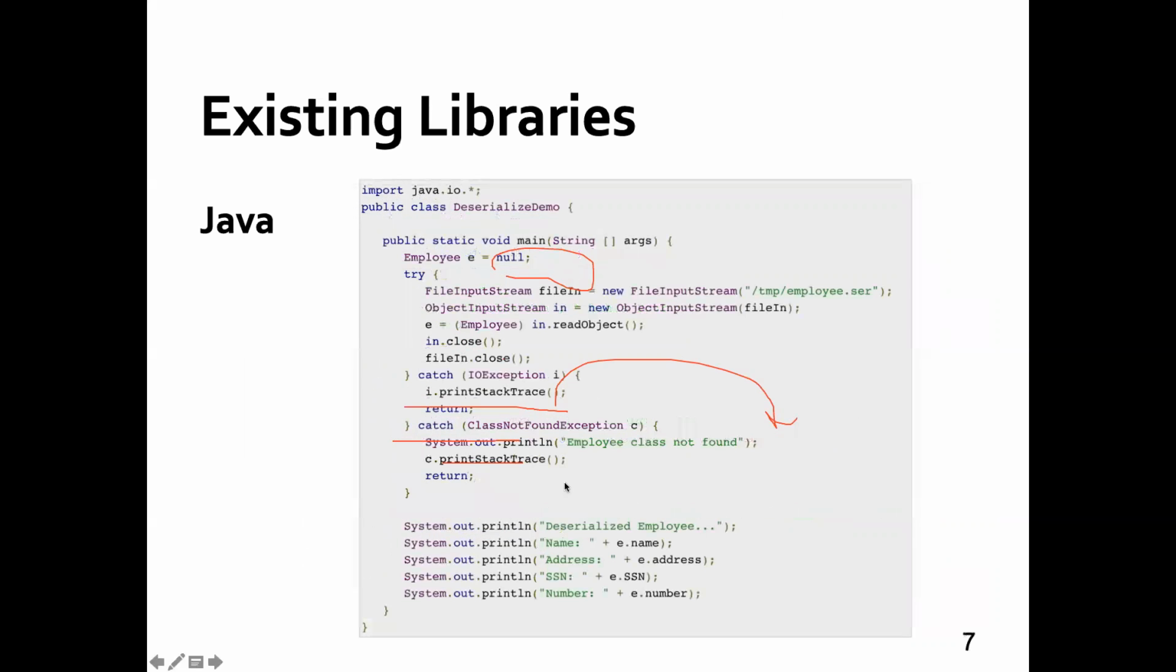Here is an example where you can read an object. You can have an input file stream wrapped into here, and then you can read it, one by one. Any questions?